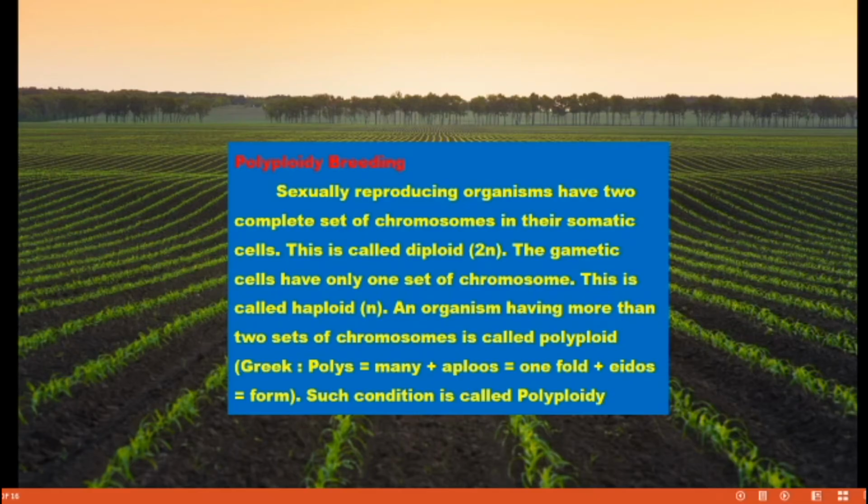Polyploidy: sexually reproducing organisms have two complete sets of chromosomes in their somatic cells. So when you take somatic cells, they have two complete sets of chromosomes. That's why we call it a diploid nucleus. Any organism which goes for sexual reproduction has two complete sets of chromosomes, and that organism we call a diploid organism.